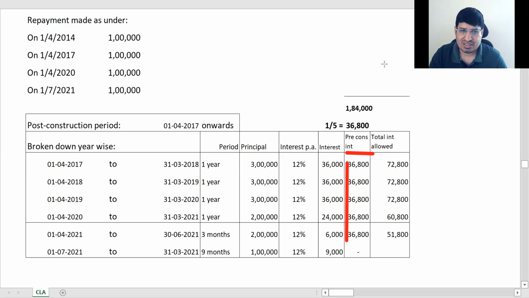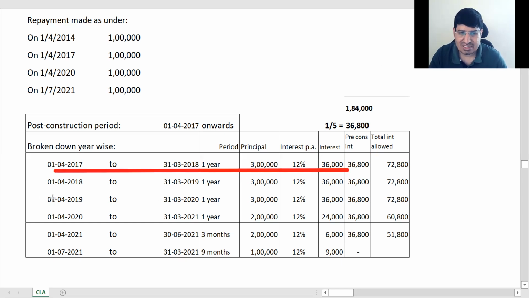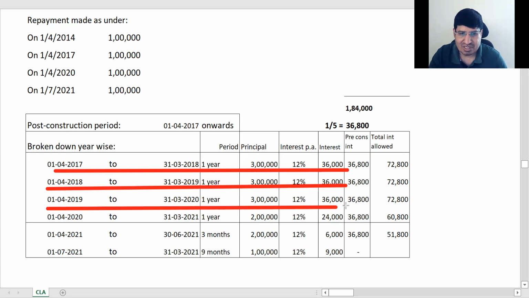Okay, so here this will be the first year of post-construction period. I got 36,000. Here I got again 36,000. Year 1920 I got again 36,000. Okay, and then in 20 there was a repayment. So in 20 this will reduce to 2 lakhs now. Okay, then again there was a repayment on 1/7/2021. Okay, all these are 1/4. This is 1/7, the last one.